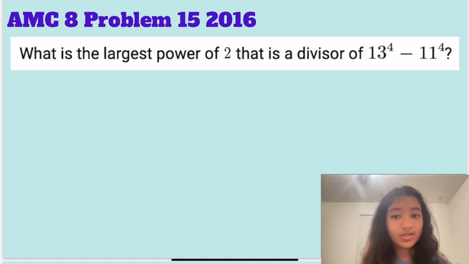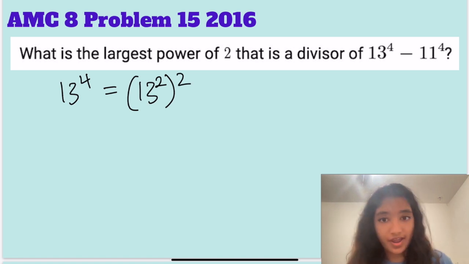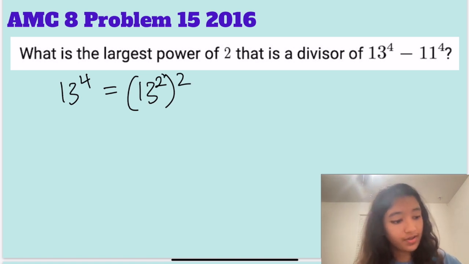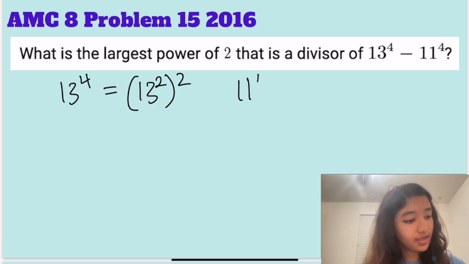So what's important to note here is that if you have something to the 4th power, that's also technically a square. So 13 to the 4th power is really just 13 squared, squared again. Because remember, when you have this 2 and this 2, they get multiplied together to get 4. So similarly, 11 to the 4th is equal to 11 squared, squared.